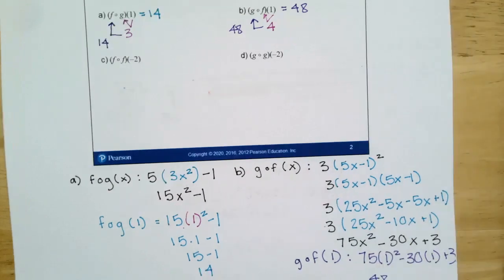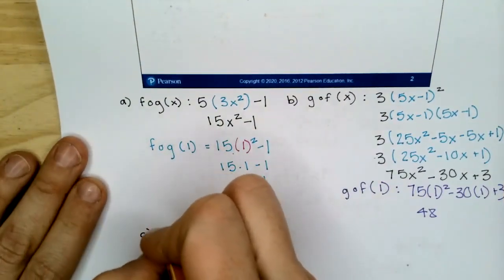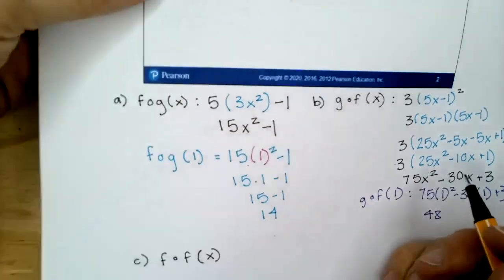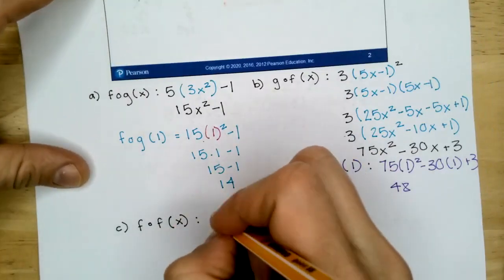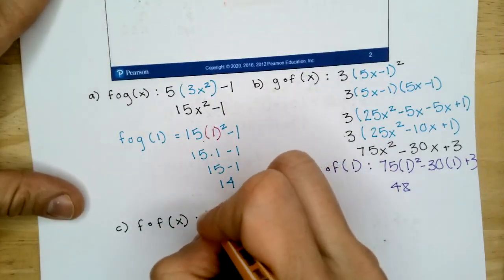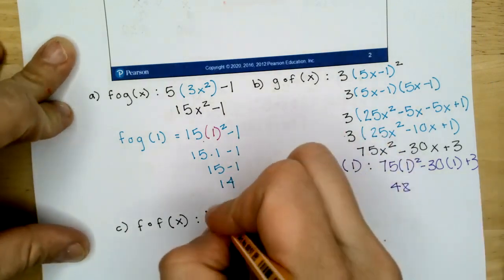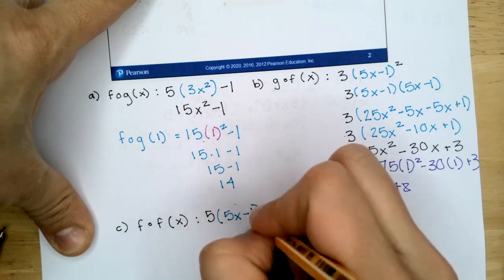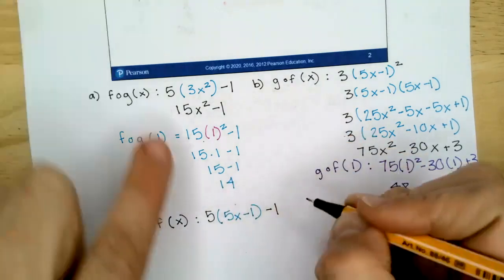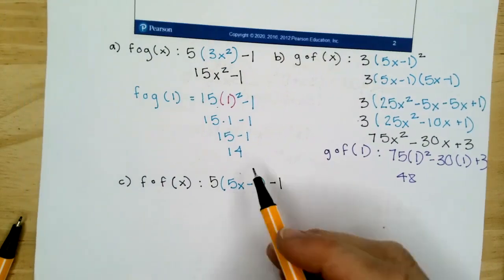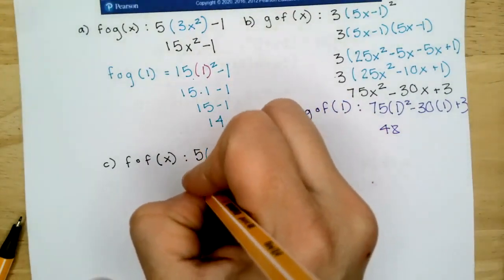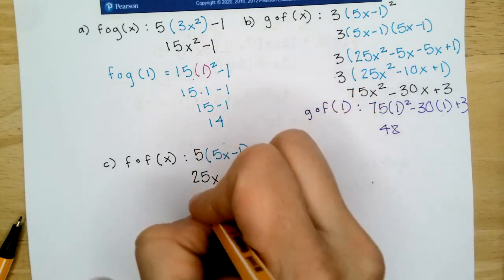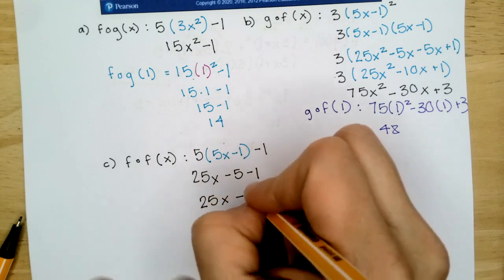Okay, C asks f of f of negative 2. We can do it. So we'll start with f of x, which is 5x minus 1. Instead of saying 5x, we're going to use 5x minus 1 as my x minus 1. So I took f of x and put it inside f of x. Now I'm going to distribute that 5. 5 times 5 is 25x, 5 times negative 1 is a negative 5 minus 1. So that's 25x minus 6.